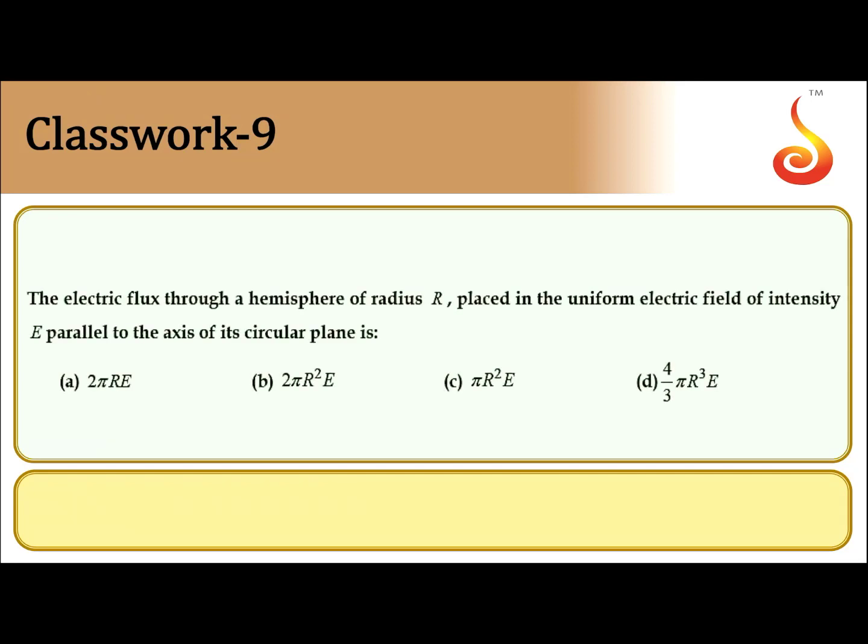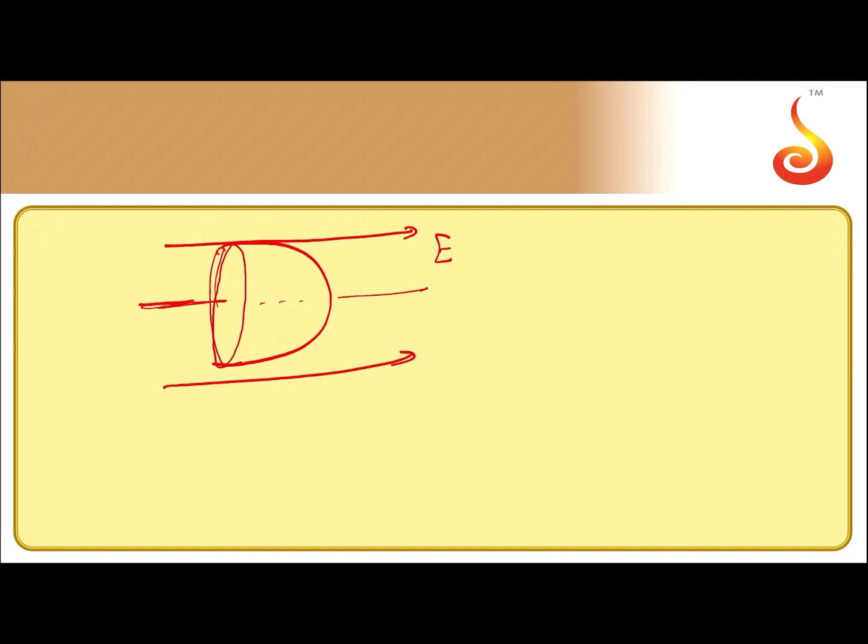Next one. The electric flux through a hemisphere of radius r placed in a uniform electric field of intensity E parallel to the axis of the circular plane is... We can show the construction like this. This is a hemisphere, and the electric field is parallel to the axis of its circular plane. So this is a circular plane and this is the axis of the circular plane, and there is a uniform electric field like this. What is the flux through it?